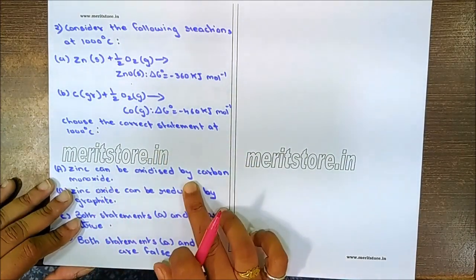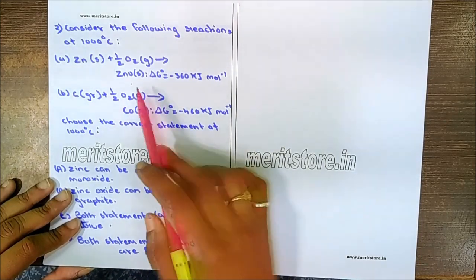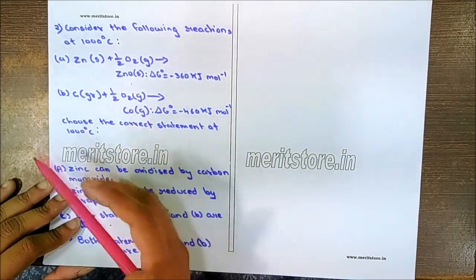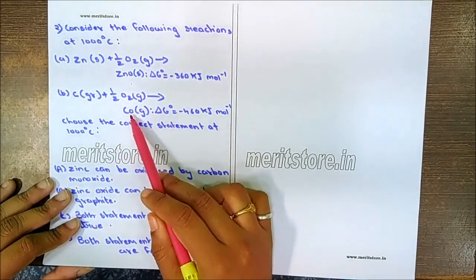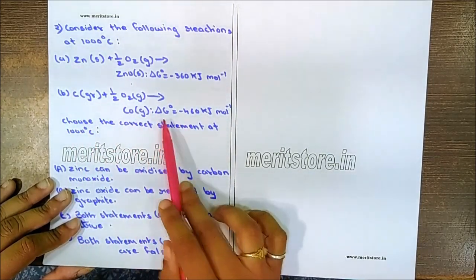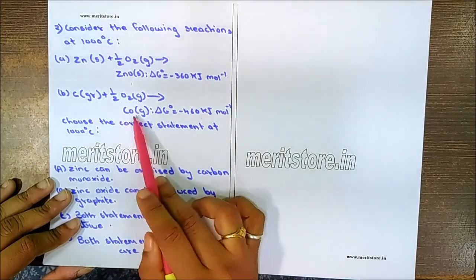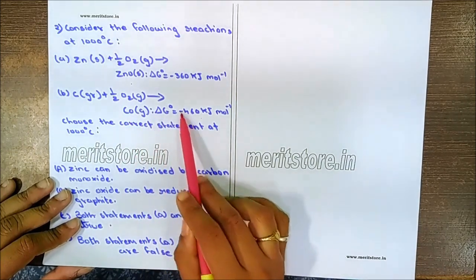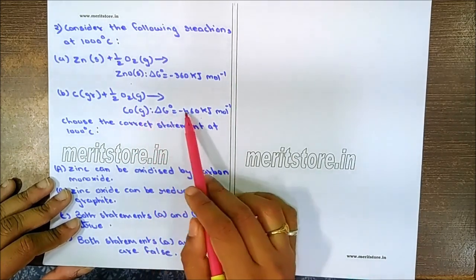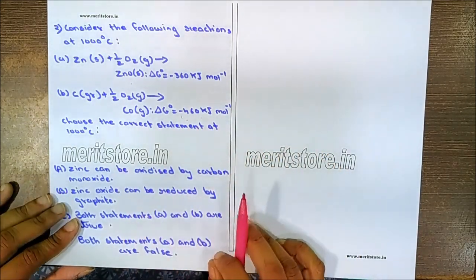Zinc can be oxidized by the carbon monoxide. If we use carbon monoxide, zinc can be oxidized, and for carbon monoxide reduction, the formation is minus 460. So definitely if we use carbon monoxide as a reducing agent, delta G will be plus 460. And if delta G is positive, the reaction will become non-spontaneous. So A is not possible.